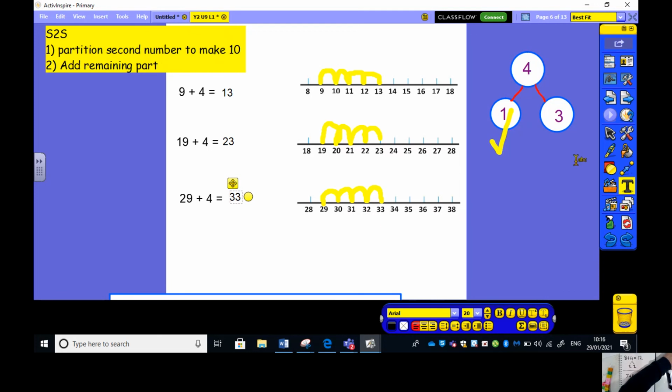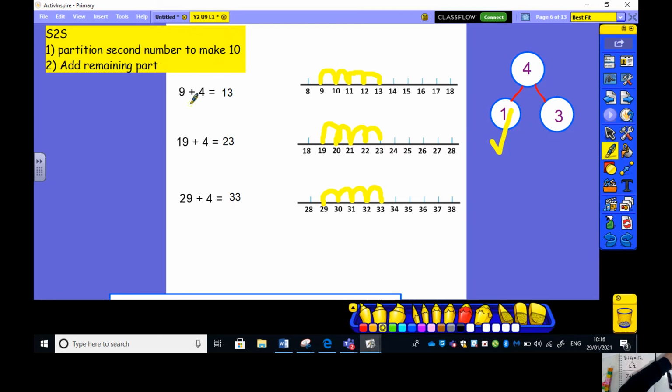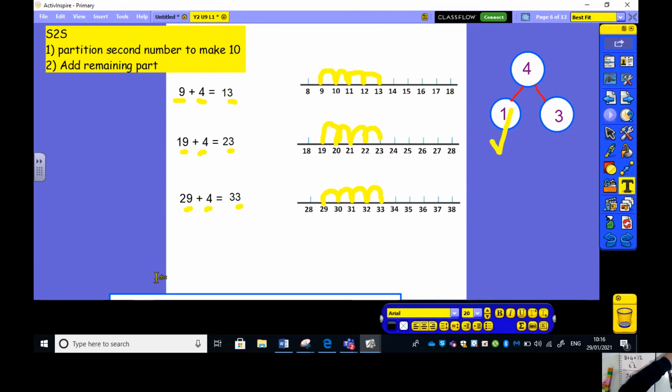And you can see the pattern here. Whenever you have a number which has a 9 in the ones place value and you add on 4, your answer will always end in 3. So I wonder if I wrote here, what is 39 add 4? What do you think the answer might be without using this method? See if you can see the pattern.